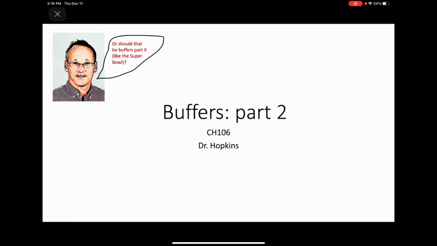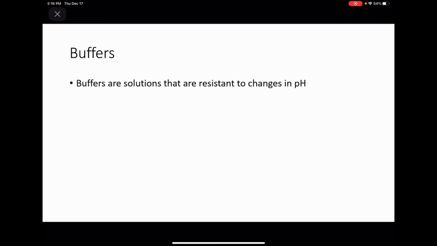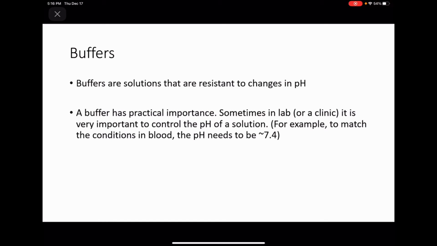We're going to continue discussing buffers. So remember, our definition of a buffer is basically a solution that's resistant to changes in pH. But there's nothing particularly special about a buffer. They're mostly just very practical solutions that you would make in the lab, in a case where you wanted to run an experiment or use something in the clinic where you needed to control the pH of a solution. So you would have to make a buffer.